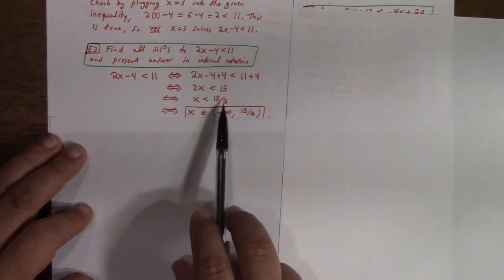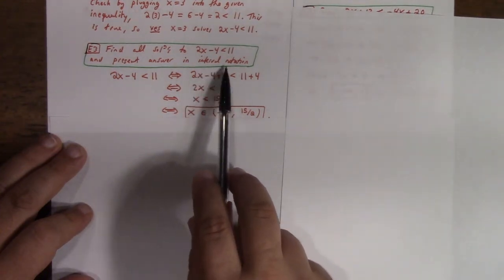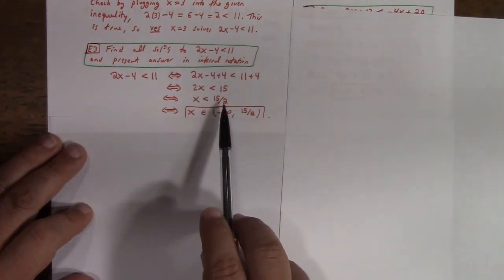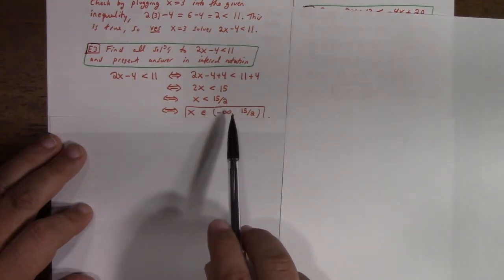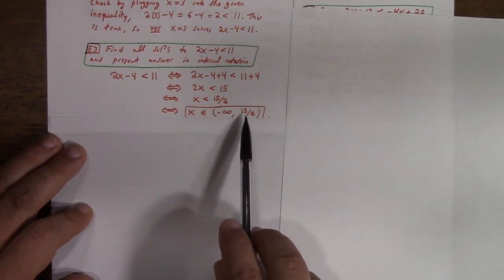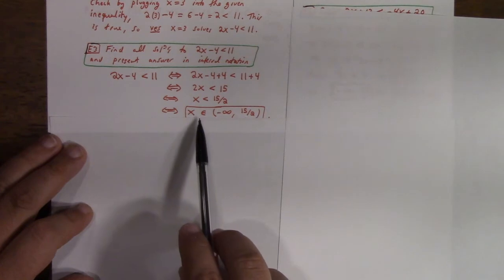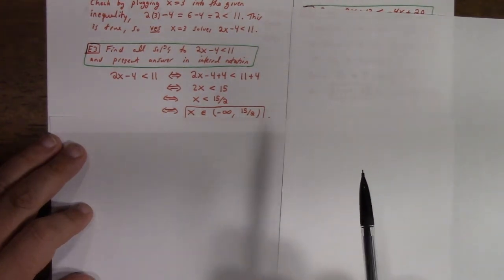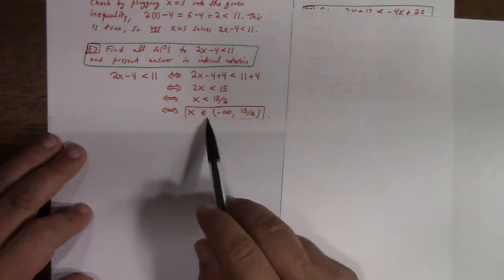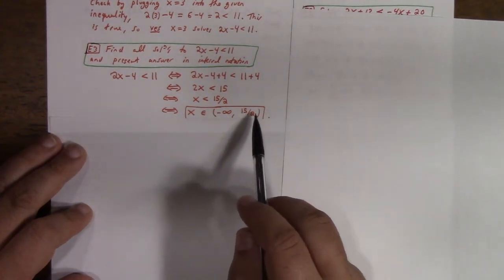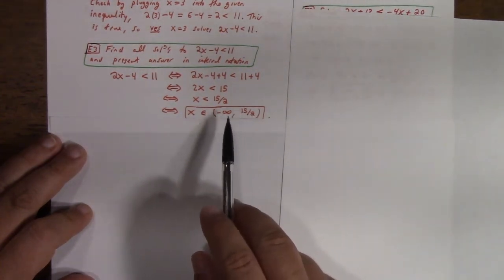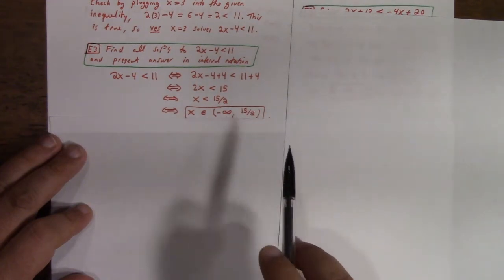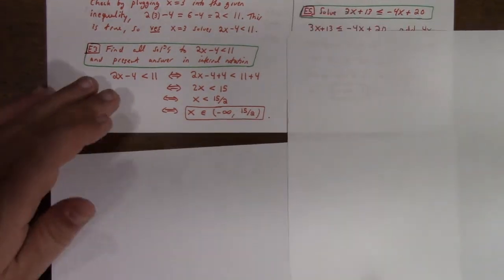That's one way you could write the solution, but I asked for the solution in interval notation. So we say, okay, that means that the solution is minus infinity to 15 over 2. In other words, x is an element of that interval. That's the solution. Now, I don't make you write x is an element of that. In practice in this course, you can just give me the interval and I'll be happy with that. All right, let's look at example 4.